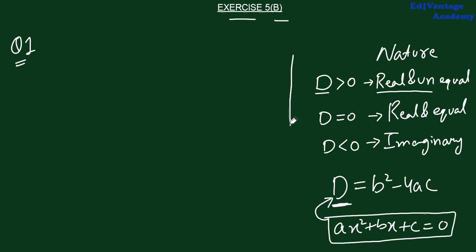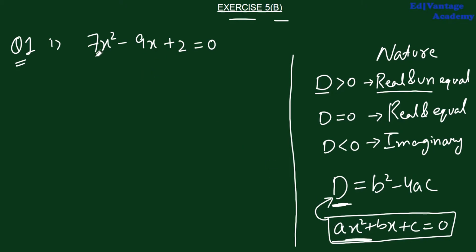Let us see the first question, first part. They have given us 7x square minus 9x plus 2 is equal to 0. So if you look at the general form and the given one, it's already in the general form where a is 7, b is minus 9, and c is plus 2. Coefficient of x square is called a, coefficient of x is called b, and the constant is called c. So we don't have to solve this equation, we just have to find what nature of roots this equation is having. So we will use the discriminant formula.